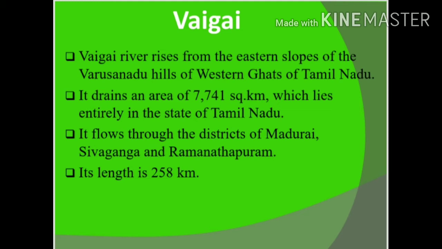Vaigai River rises from the eastern slopes of Varusanadu Hills in the Western Ghats of Tamil Nadu. The total area of Vaigai is 7,741 square kilometers, and it lies entirely in Tamil Nadu. It flows through the districts of Madurai, Sivaganga and Ramanathapuram. The total length of Vaigai is 258 kilometers. That is about river Vaigai. You can see this river while crossing Madurai.